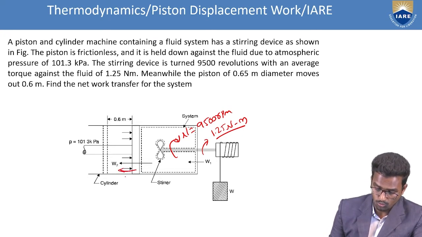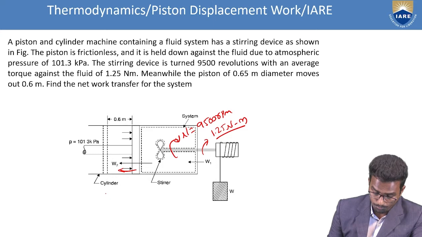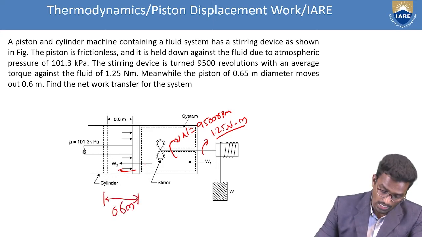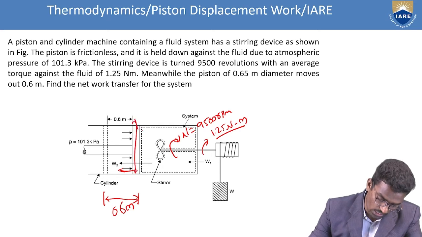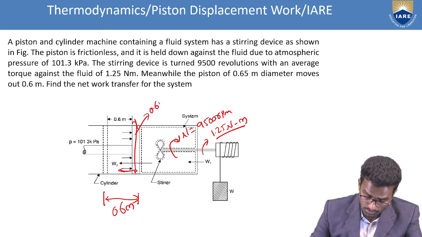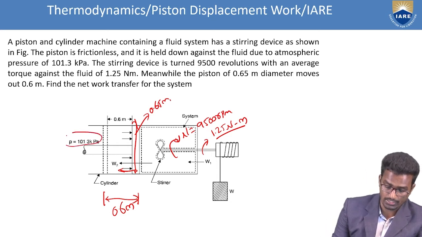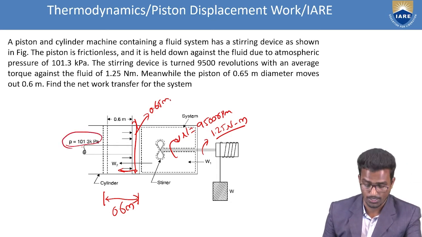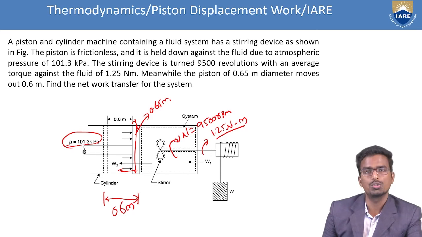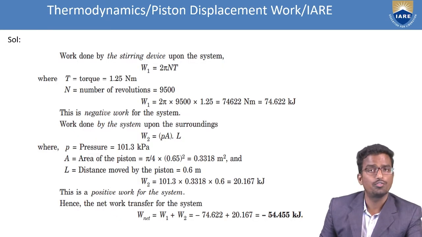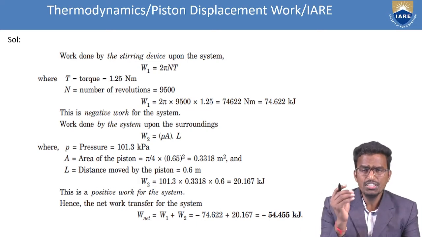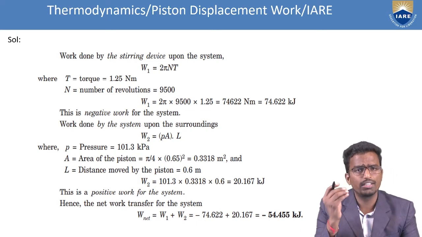The piston is moved backward, that means from here to here, by 0.6 meters. Also, the diameter of the piston is given as 0.65 meters, and he tells that the atmospheric pressure is 101.325 kilopascals. With reference to this, we are going to find how much amount of work is done on the system. The first one is, initially, what is the work done by the stirring system.